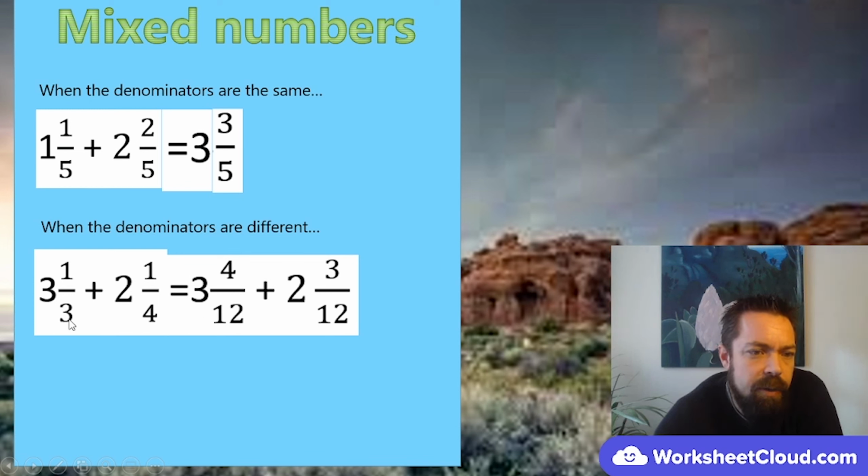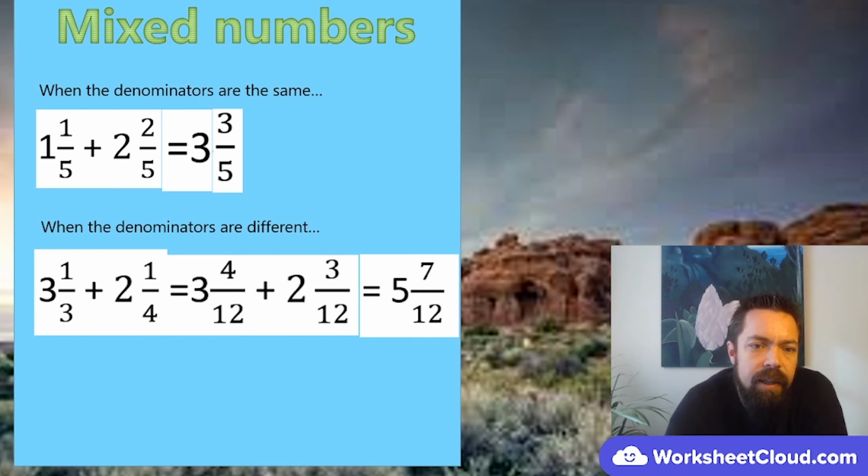The only thing I changed was the fraction part, and we find equivalent fractions in just the same way as we've done before. So I had to make this into 12ths, so I times by 4, became 4 over 12, and I had to make this into 12ths, times by 3 and 3, became 3 over 12. And from then on, it's just what we've done before. 3 plus 2 is 5, and 4 plus 3 is 7, and over 12. And it's as simple as that.